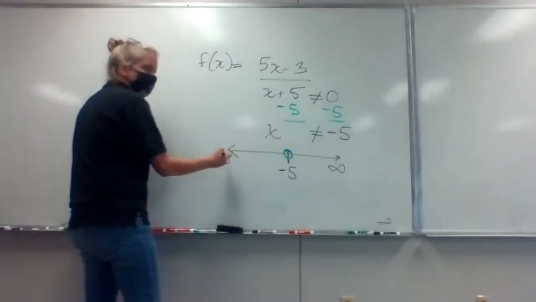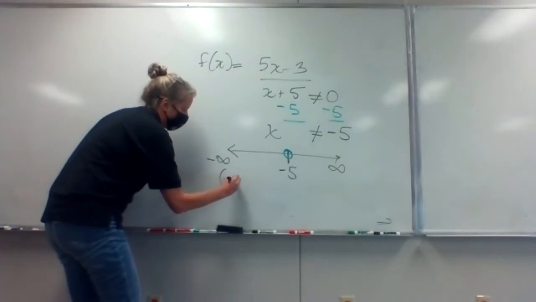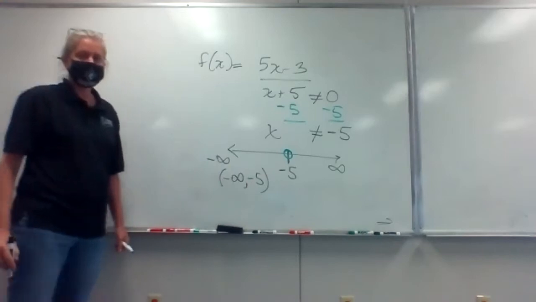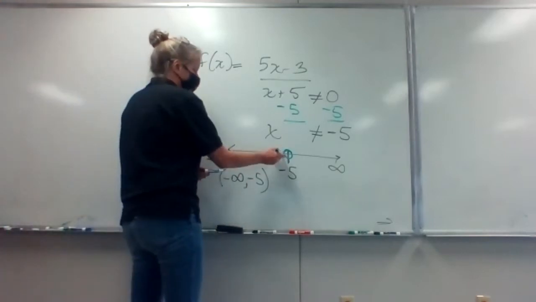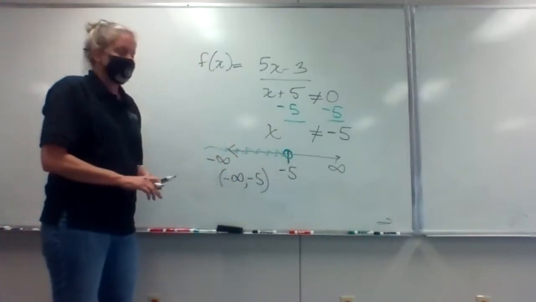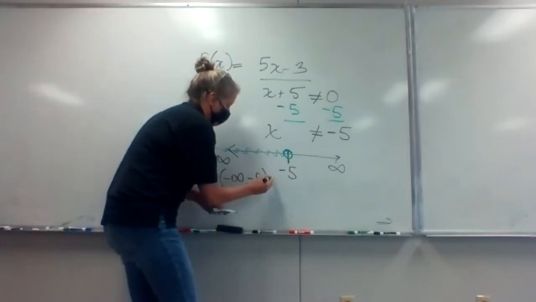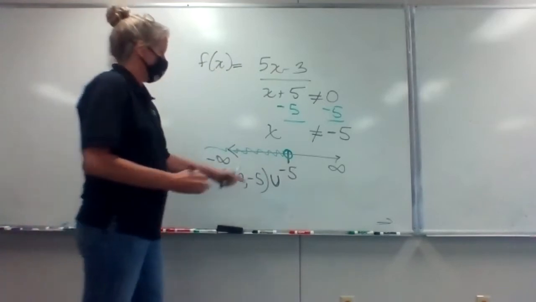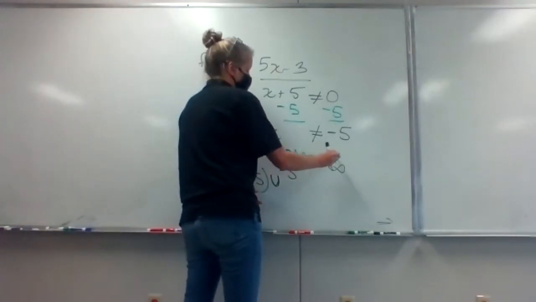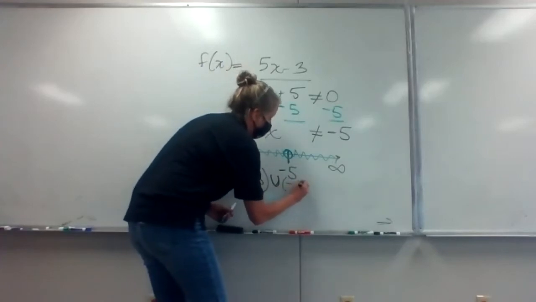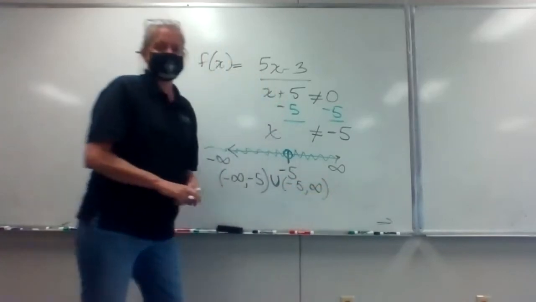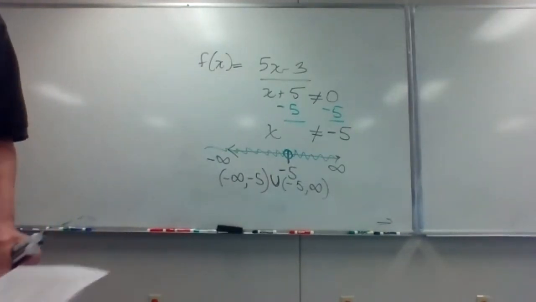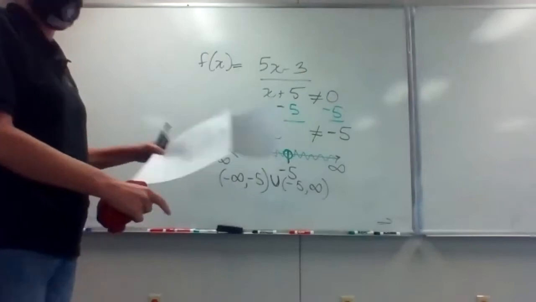All the numbers below negative 5 would start at negative infinity, go to negative 5. So that takes care of this part. Then remember what we put in between. We put that U, that means in union with, or and, all the numbers above negative 5. So negative 5 to positive infinity would be the interval notation.